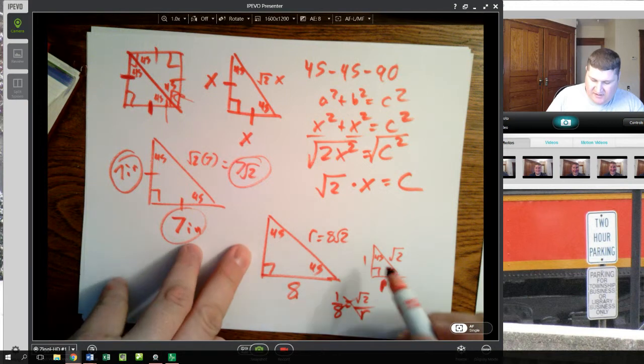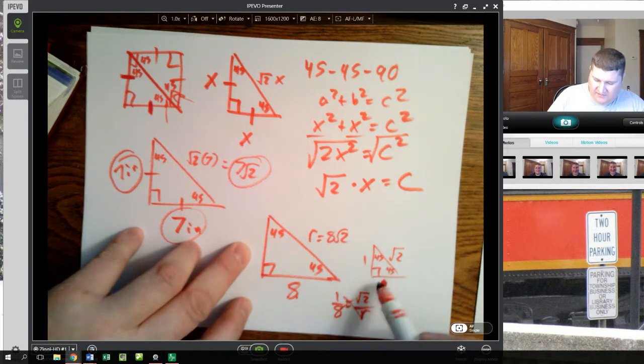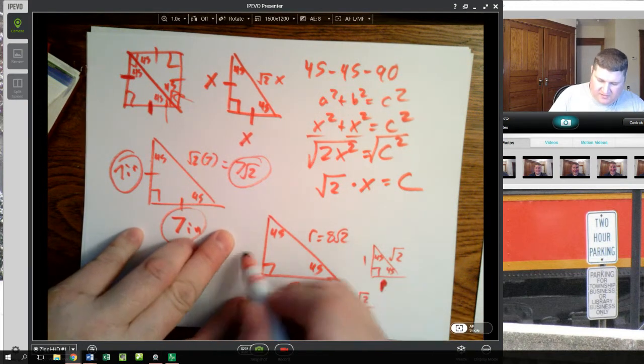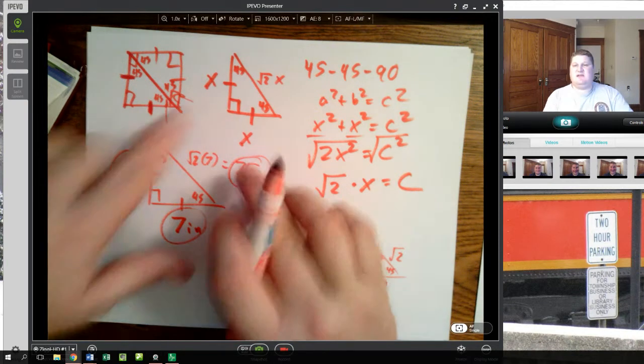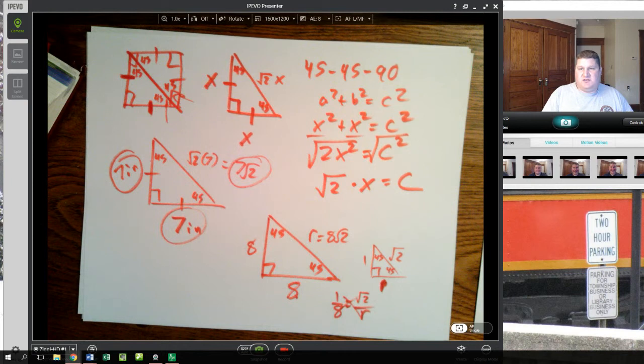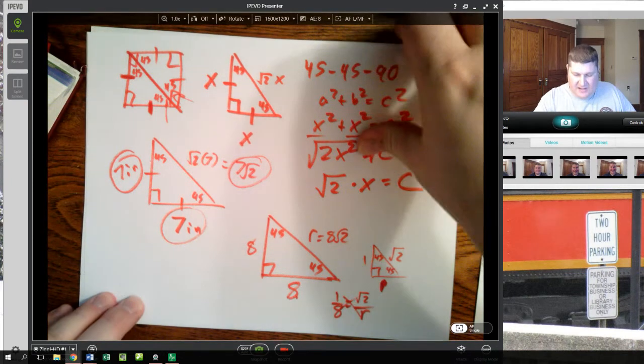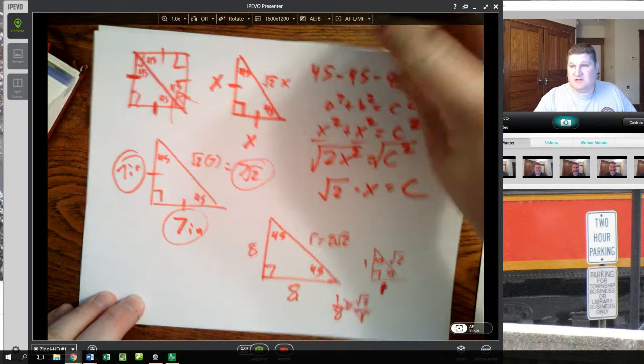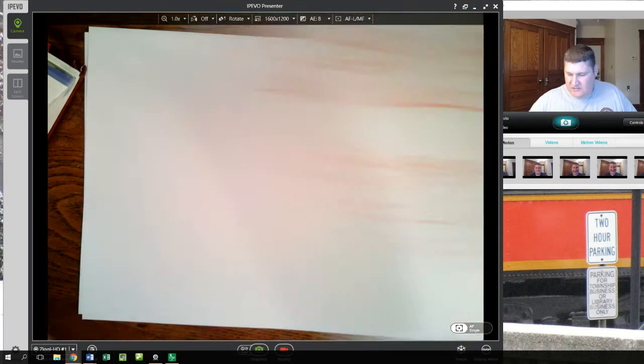Again, I could come over here and say, well, wait a minute, if 8 is to 1, then 8 has to be to 1 here. So whether you think about it like x's, or just like a stock ratio that you can always use proportions with, it all works the same way. Now, let's also take a look.